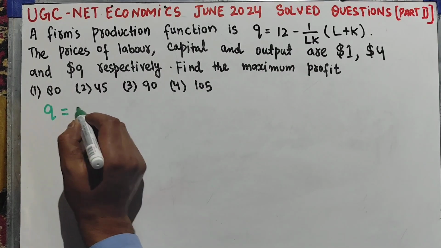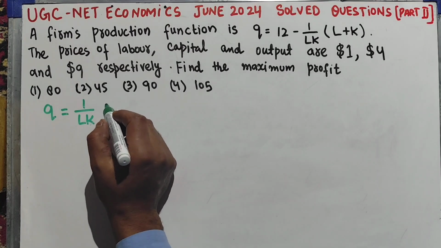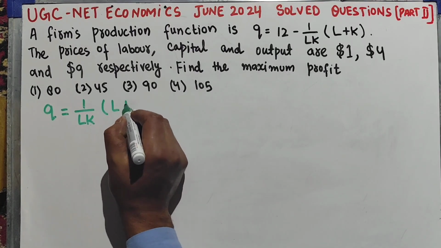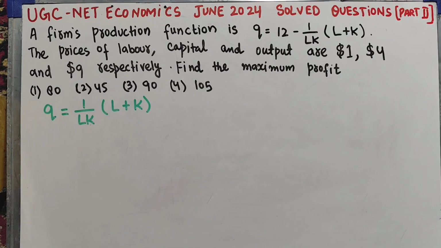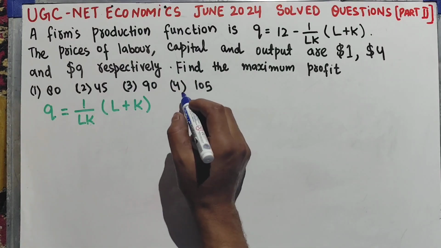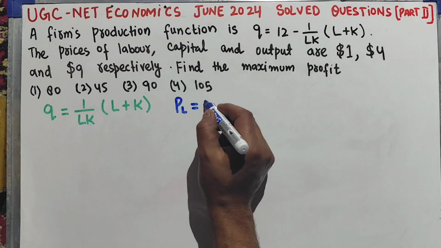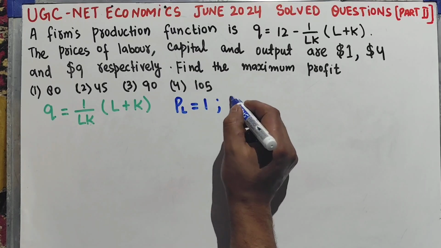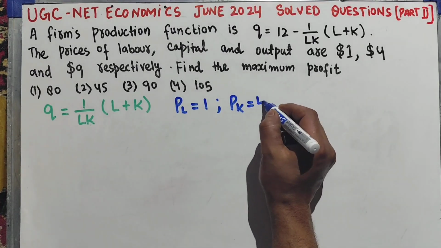Q is equal to 1 upon LK times L plus K. Okay, this is the production function. Also we are being told that the price of labor, let's denote it by P subscript L, is $1. Price of capital, let's denote it by P subscript K, is $4.